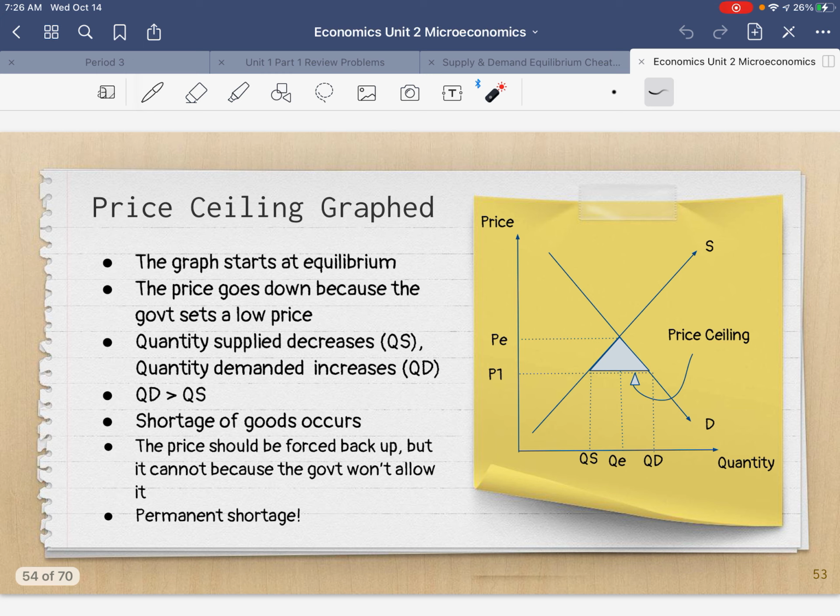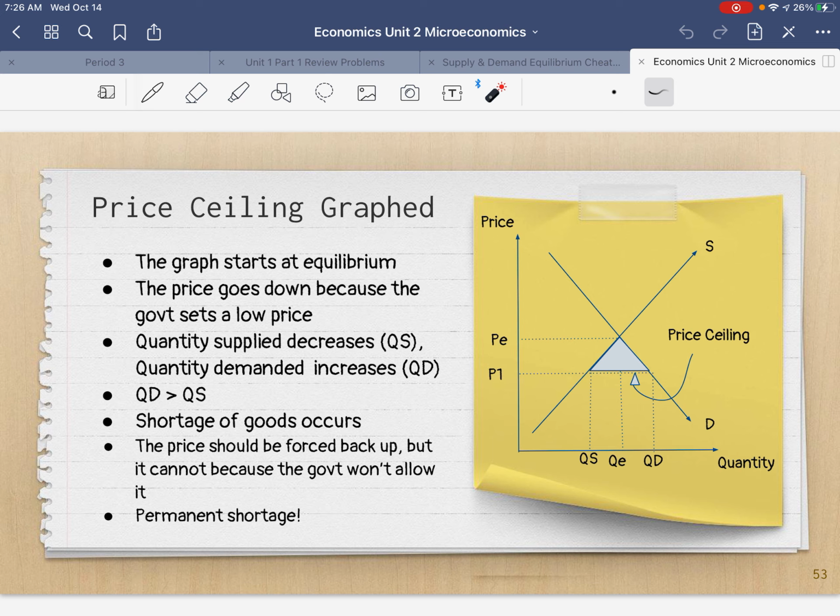All right, so here's what a price ceiling graph would look like. Again, we start with our regular supply and demand, our price equilibrium and quantity equilibrium. The price goes down. Here's the ceiling. Okay, and I know you're like, that looks like a floor because there's stuff above it, right? It's a ceiling because remember my drawing on the last page? The price cannot go above this number. So think of this as the ceiling, okay?